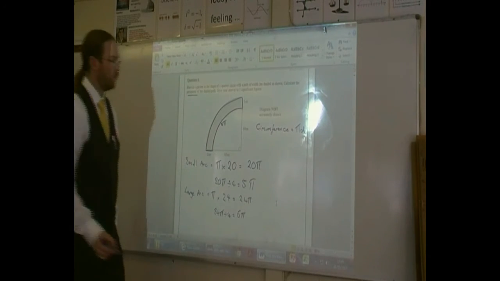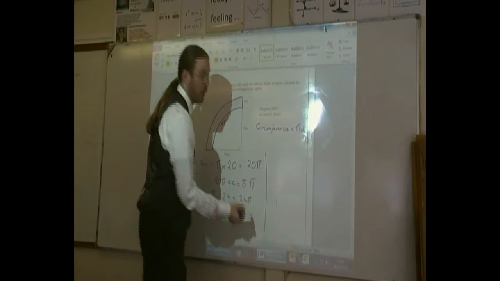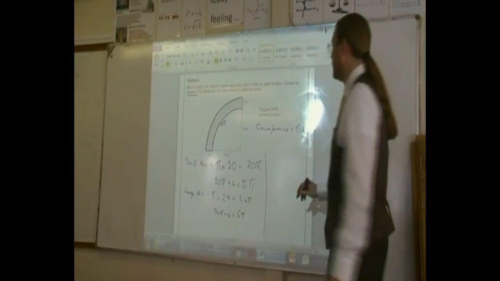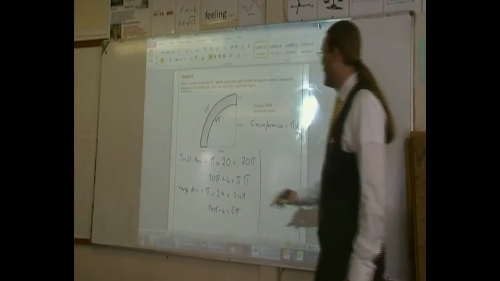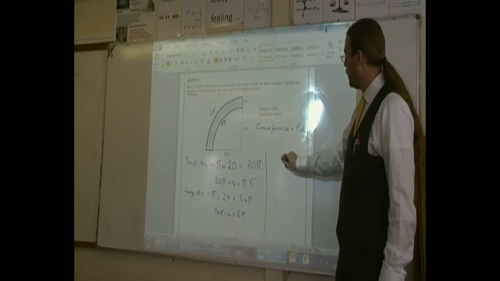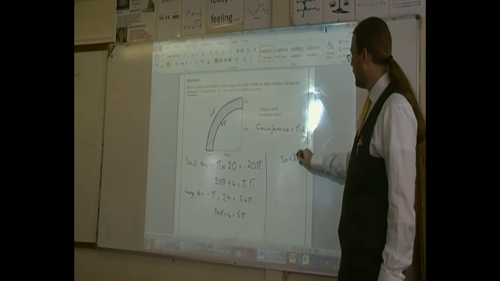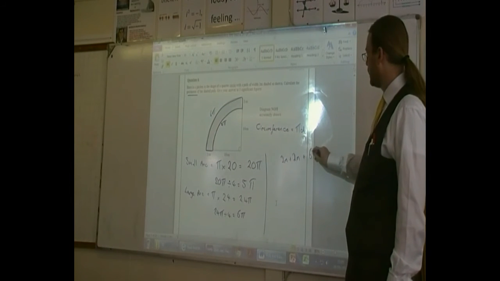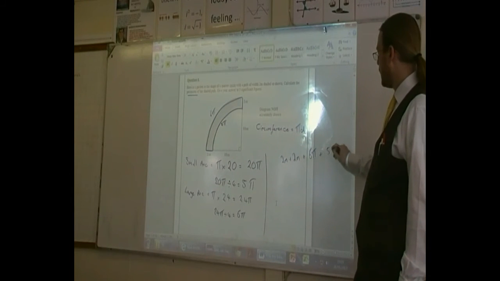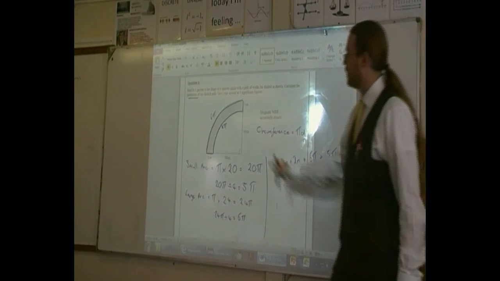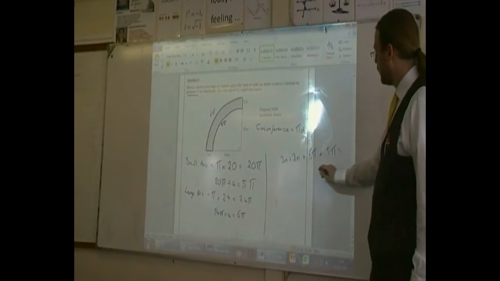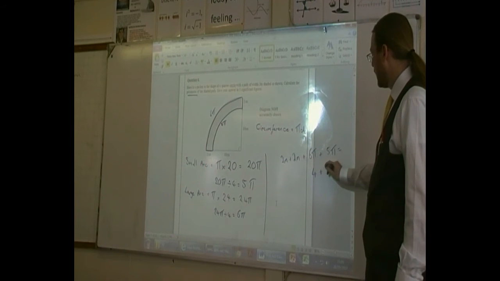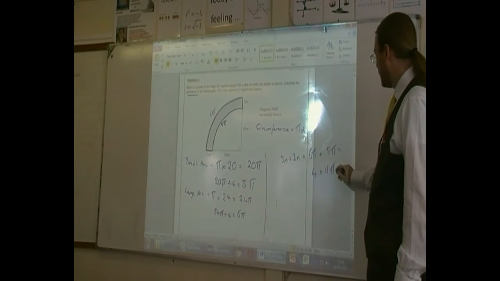So if we now do the whole perimeter, it's going to be 2 meters plus 2 meters plus 6 pi plus 5 pi. So we've done 2 meters, 6 pi, 5 pi. So in total that's going to be 4 plus 11 pi meters.